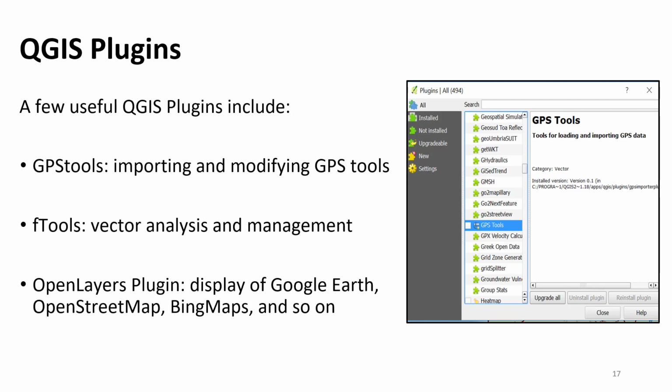Now here are some examples of potentially useful QGIS plugins. GPS tools, which helps deal with importing and modifying data from field GPSs. F tools, which builds on top of the pre-existing vector analysis tools. And Open Layers, which allows you to bring in maps from Google Earth, Google Maps, Bing Maps, and so on.